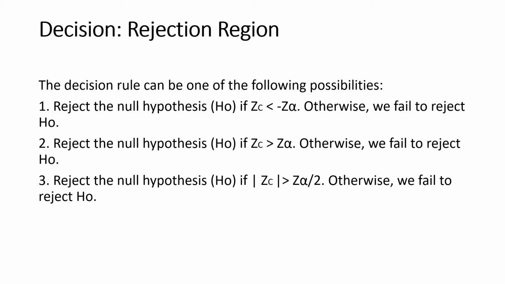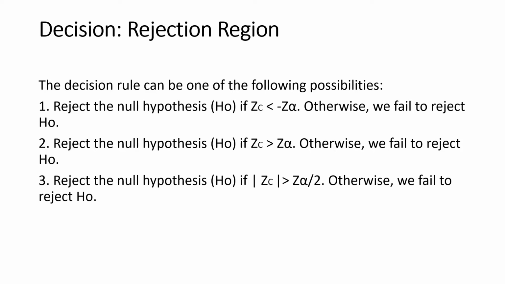In decision making, we should always consider the rejection region. The decision rule can be one of the following possibilities. First, reject the null hypothesis if z computed is less than the negative of z critical. Otherwise, we fail to reject the null.